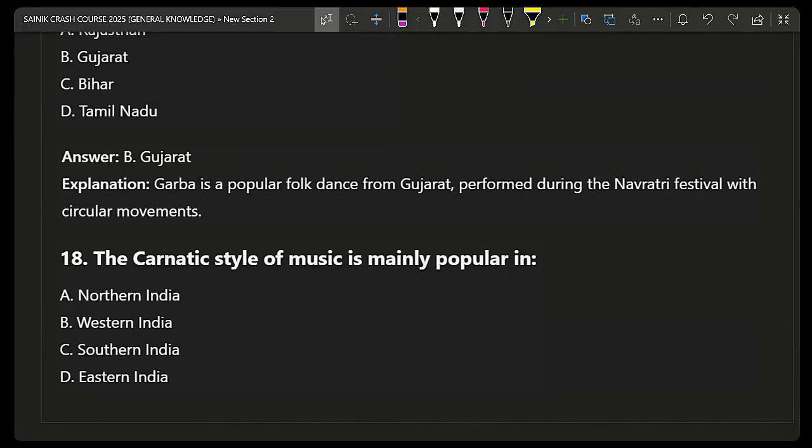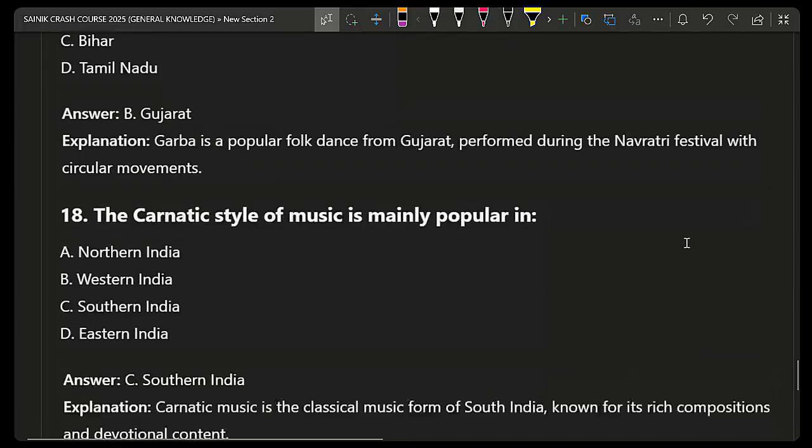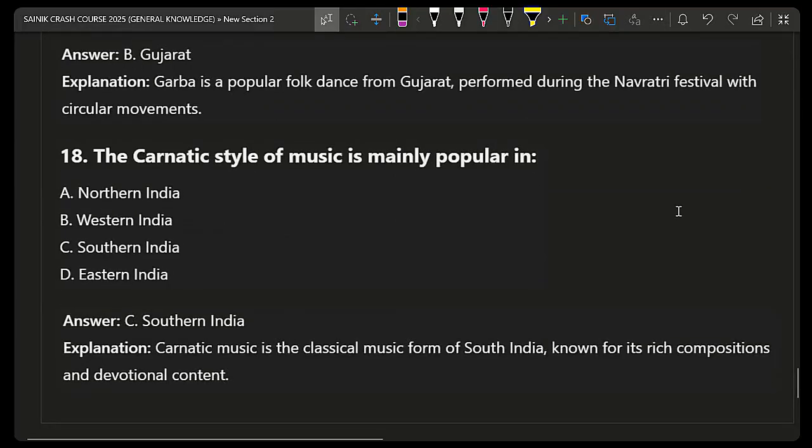Time up. Only one student gave the wrong answer, Eastern India, and the answer is Southern India. The Carnatic style of music, Karnataka, belongs to which part of India? Southern part of India. So the answer is Southern India. Carnatic music is a classical music form of South India known for its rich compositions and devotional content.